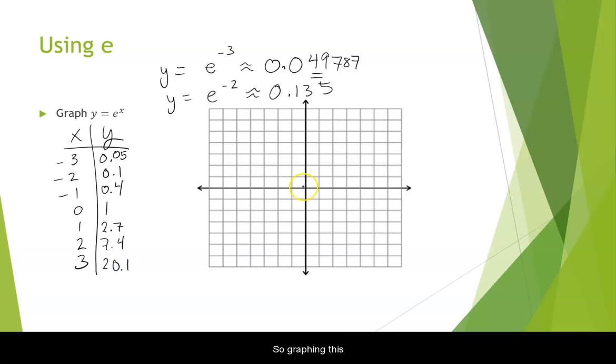So graphing this, when x is -3, my y value is super tiny. When x is -2, my y value is tiny. When x is -1, my y value is almost up to a half. When x is 0, y is 1. When x is 1, y is 2.7. When x is 2, y is 7.4. That's just up there. And then when x is 3, 20.1 would be way off my graph. So our equation looks like what I hope you recognize is a very classically exponentially increasing curve.